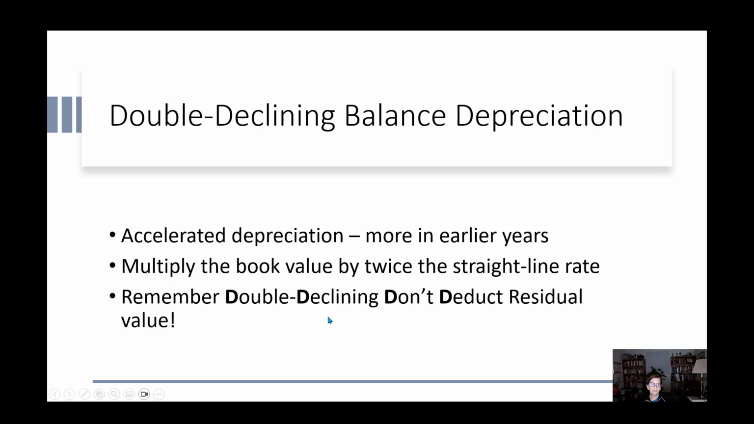Now remember, for double declining balance, don't deduct residual value, okay? Because we would depreciate down to residual value.